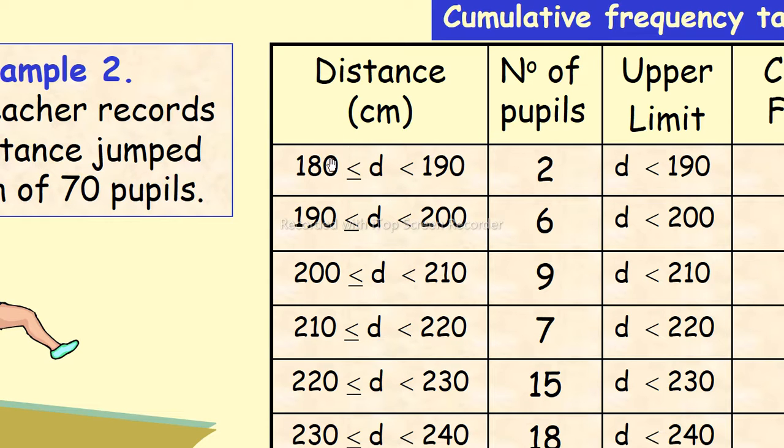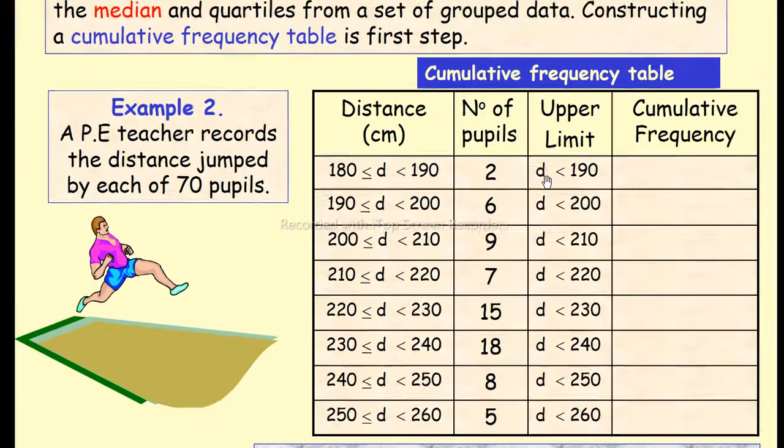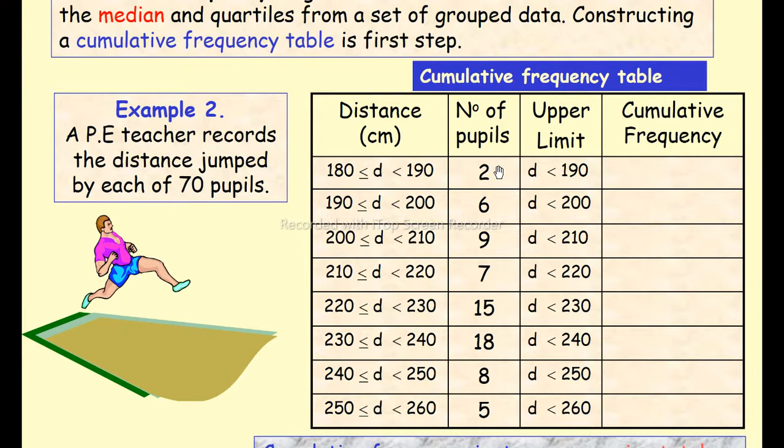That is including 180. And so the number of students who jumped between 180 and 190 centimeters was how much? 2. So 2 students jumped. Then we have the number of students who jumped between 190 and 200, inclusive of 190, is how much? 6. Very good. The lower bound here is 190. The lower bound here is 200. And the bounds are just basically these numbers here.